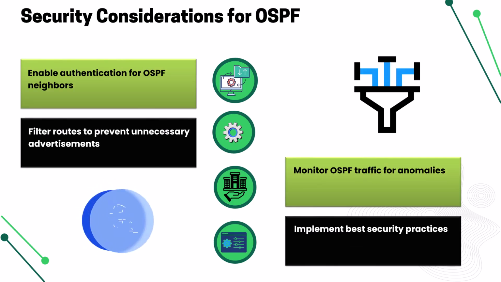OSPF security is crucial because an insecure network is an open invitation for trouble. First, enable authentication to prevent unauthorized neighbors from joining the party. Route filtering stops unnecessary advertisements from cluttering your network. Keep an eye on OSPF traffic for anomalies, because if something looks weird, it probably is. Following security best practices means your OSPF setup stays safe and sound.